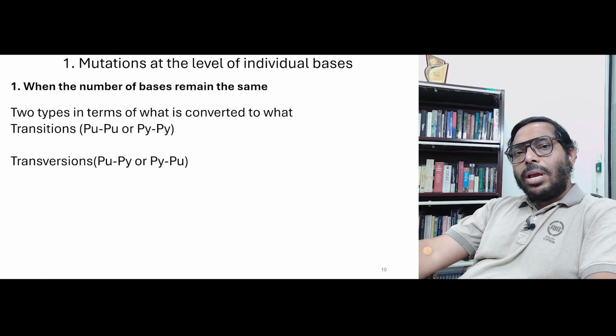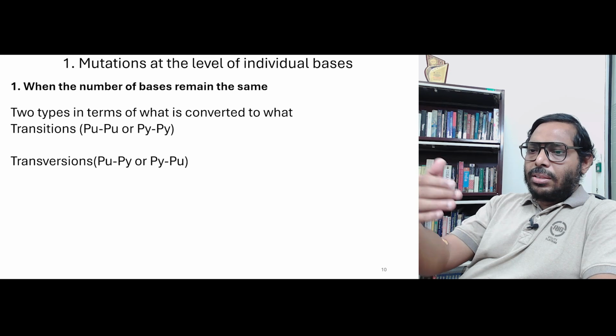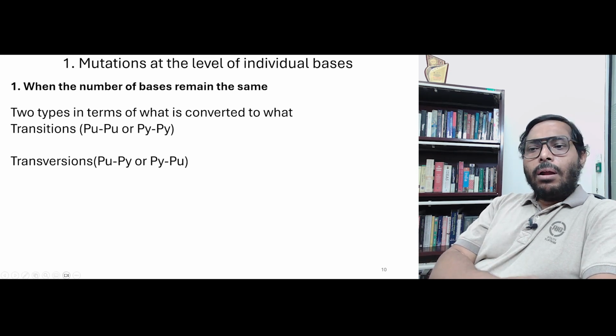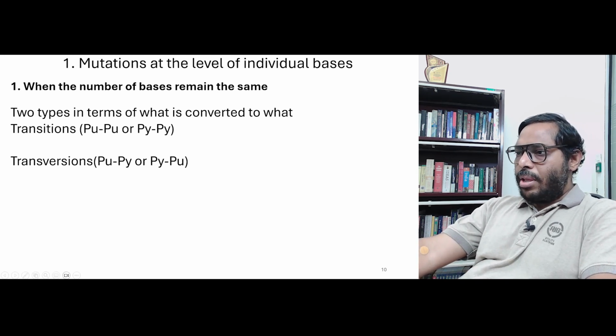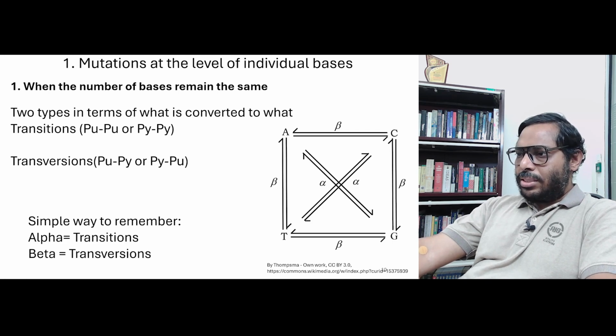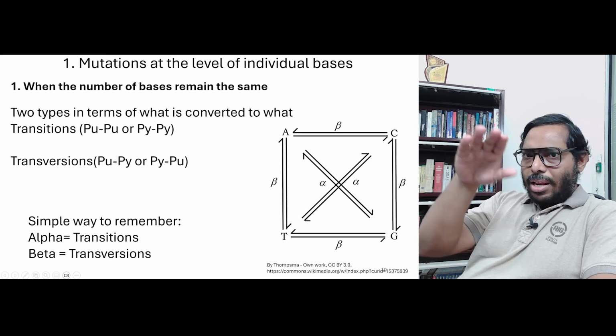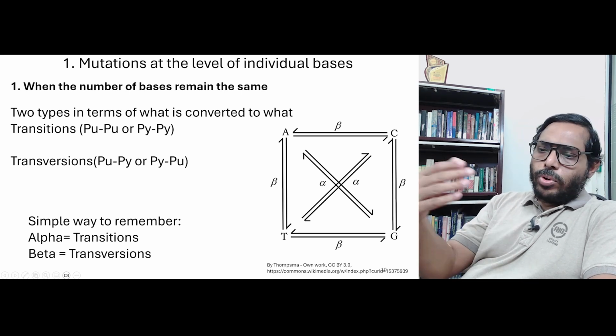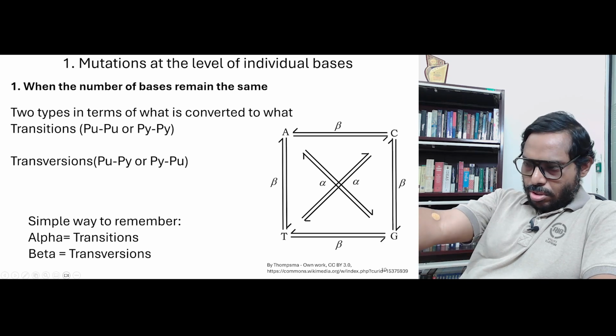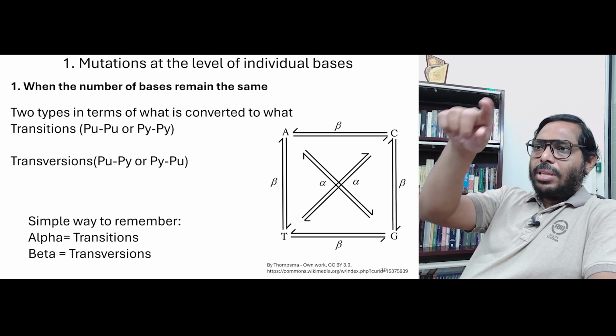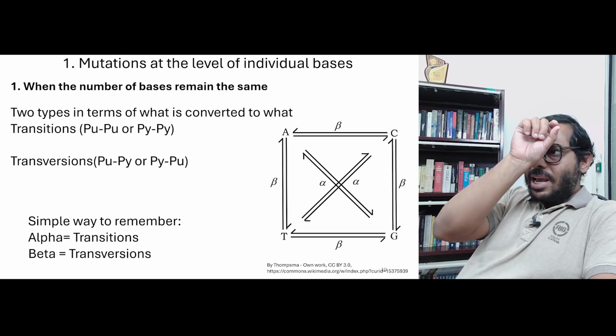When you have a purine to pyrimidine or a pyrimidine to purine kind of change, that is what you call a transversion. So, in this particular diagram, A, C, T and G, these are the 4 nucleotides. So, if you go along the diagonals, which is A to G or G to A or C to T or T to C, then that is what is called a transition. Anything else along the 4 sides of the square is going to be a transversion. So, if you remember this diagram and remember that alpha is along the diagonals and beta is along the sides, then alpha equals transitions, beta equals transversions. This diagram is a simple way of keeping this in mind.